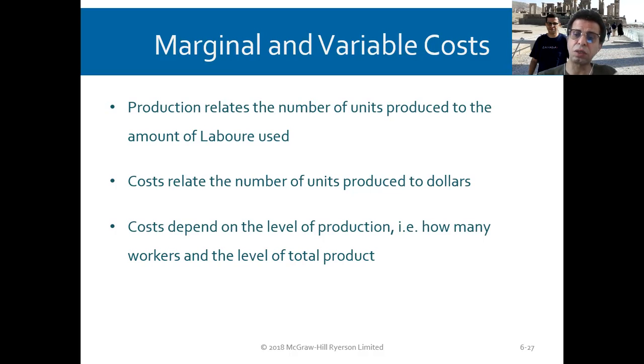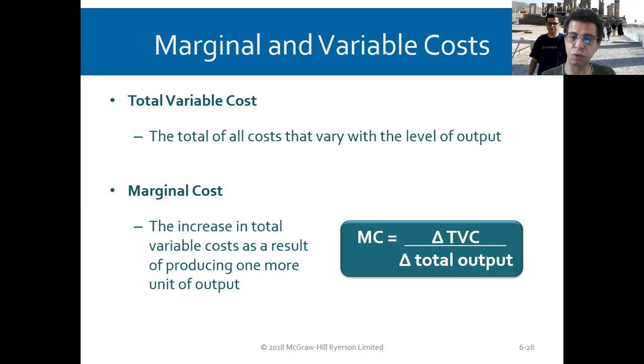Then you have the variable costs, like bringing in labor, bringing oil, bringing wheat. That's a variable cost. So the variable cost is really the labor, or put it this way, the wheat, the oil, because you want to produce bread. But the fixed cost is the one that you have to pay, like rent, whether you're operating or not. So the costs depend on the level of production, how many workers or how much wheat or oil you need, and the level of the total product.